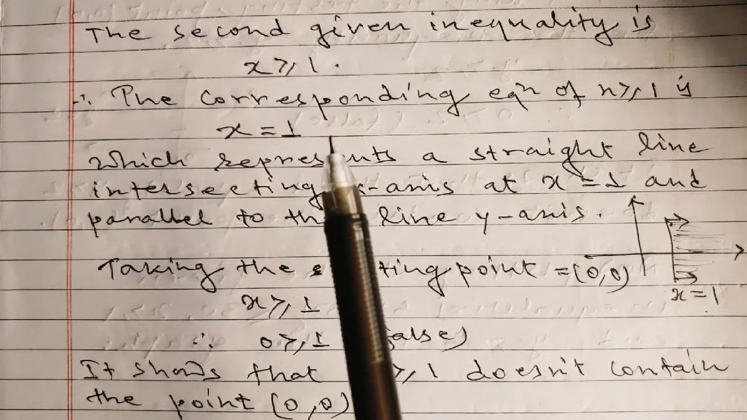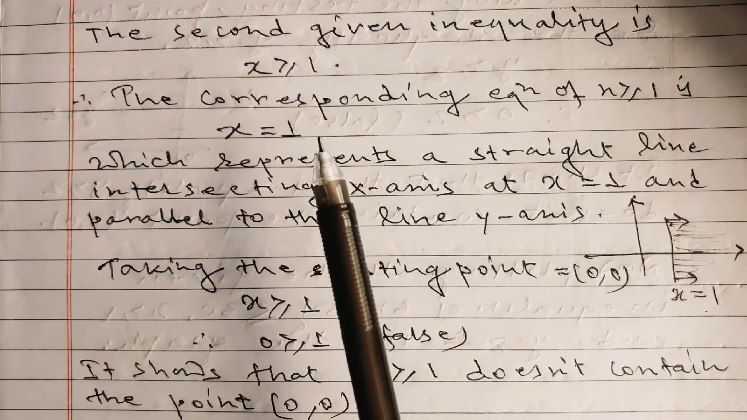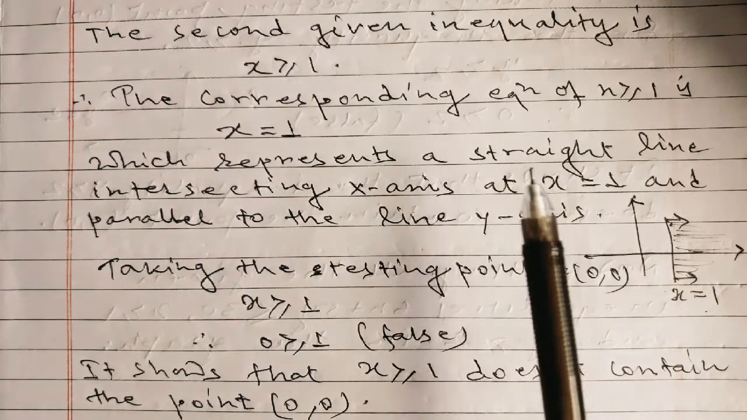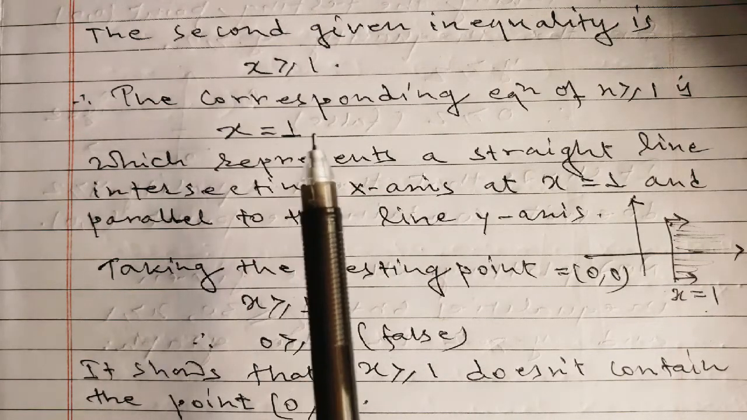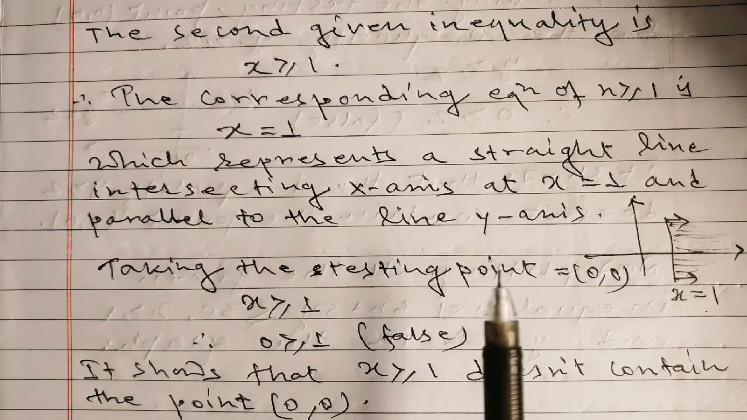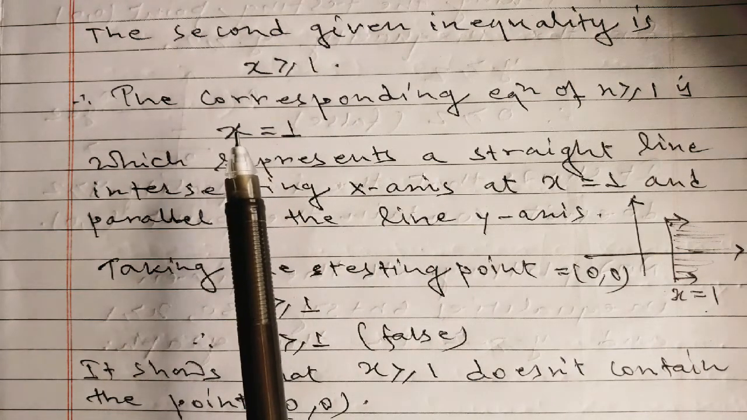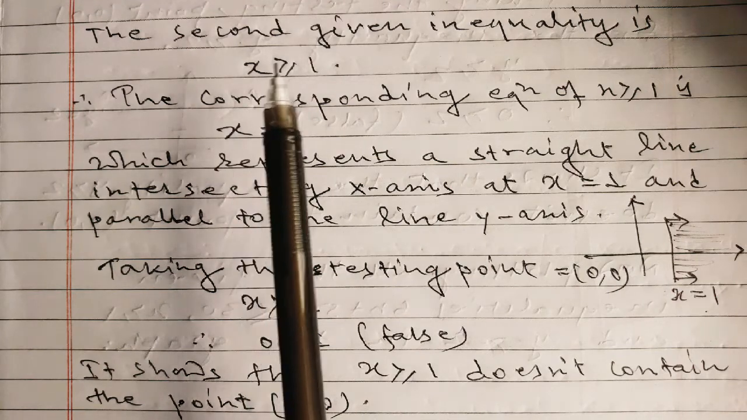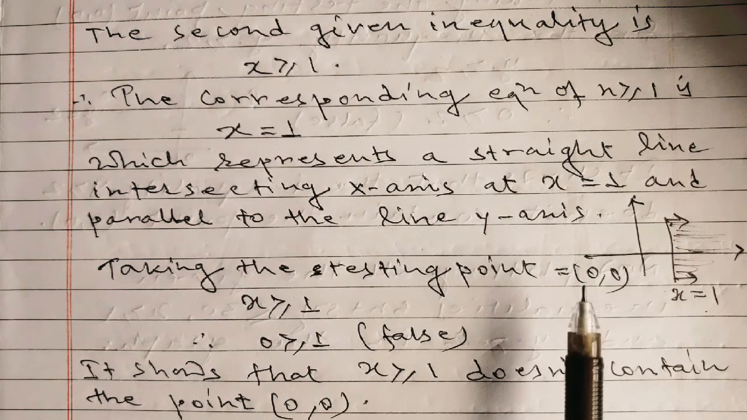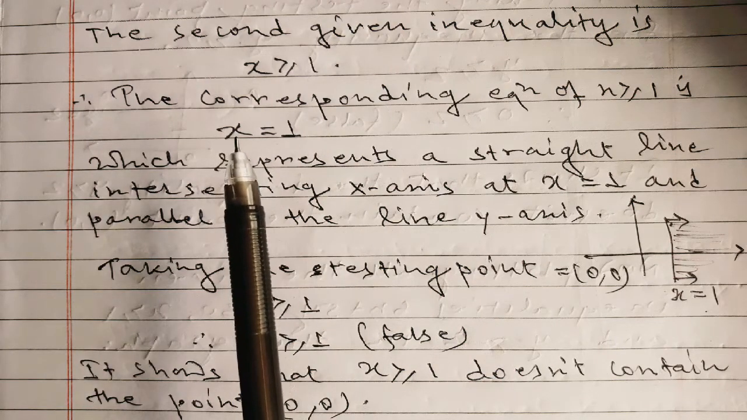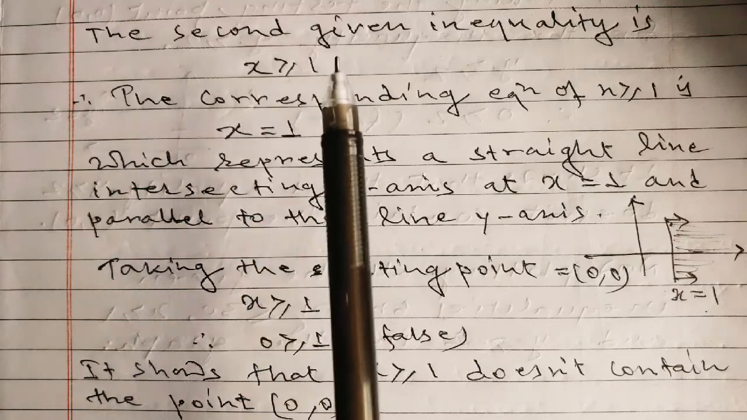The line x equal to 1 is parallel to the y-axis, so we can easily plot the graph of the line x equal to 1. Now we have to take the testing point. Taking the testing point 0, 0, because 0 does not satisfy the corresponding equation of the inequality x greater than or equal to 1. While choosing a testing point, we have to choose a point which does not satisfy the corresponding equation of the given inequality.